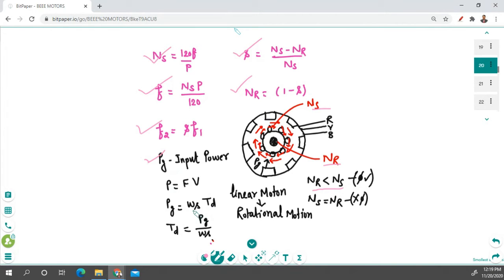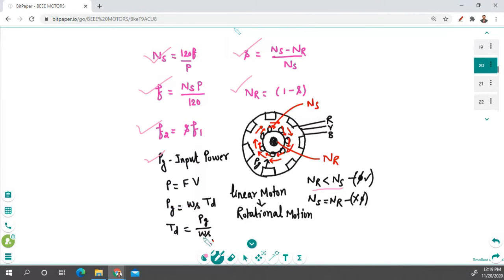What is this Ws? Ws is the rotation, omega s. What is omega? 2 pi f is the omega. So Td is Pg upon Ws. This is the torque developed. Td represents the torque developed. So how can you measure the torque? Torque is the total input power divided by the angular velocity. You can rearrange this equation, and you will find Td is equal to the input power divided by the angular velocity of that rotor.